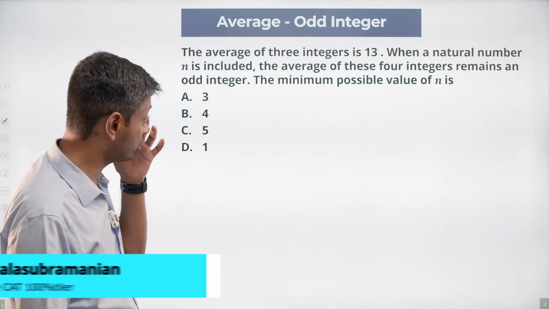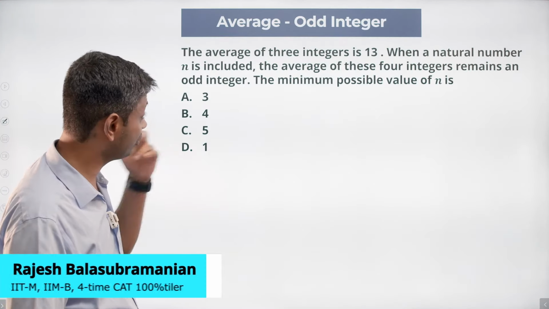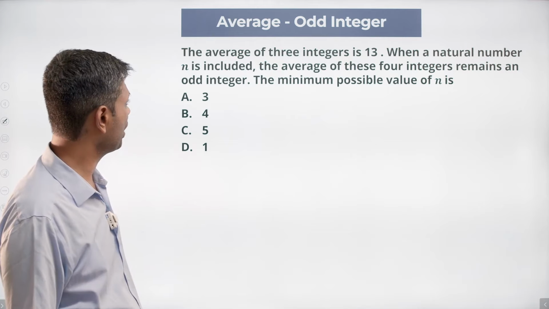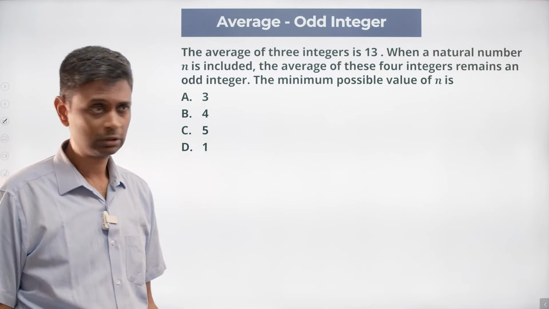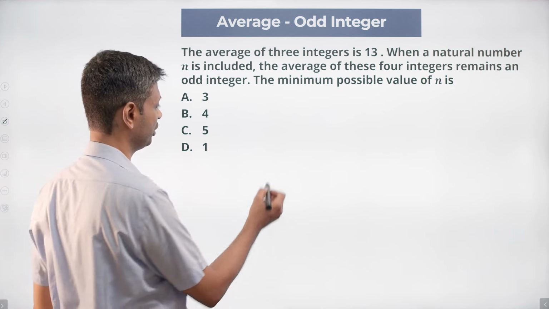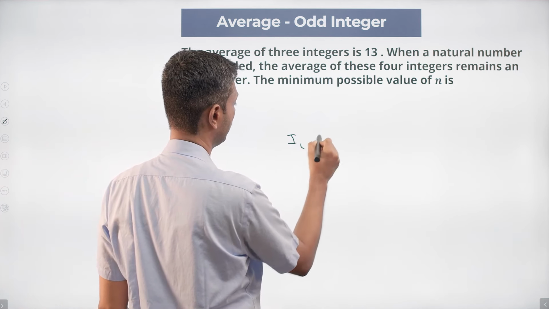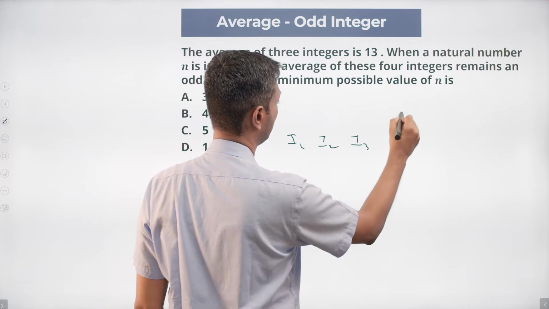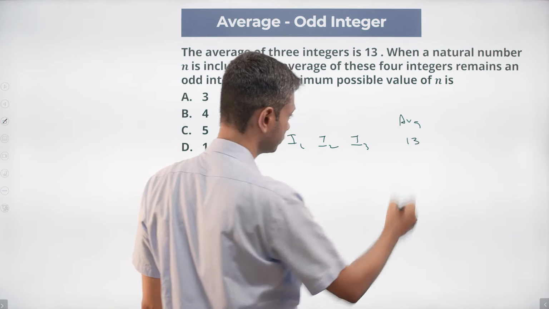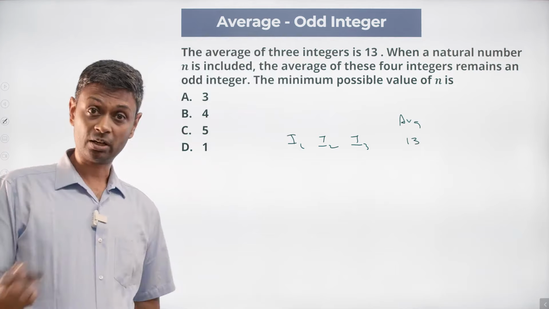The average of 3 integers is 13. When a natural number n is included, the average of these 4 integers remains an odd integer. Nice. 3 integers, average is 13. Let's say I1, I2, I3, average is 13. A fourth number comes, I4.